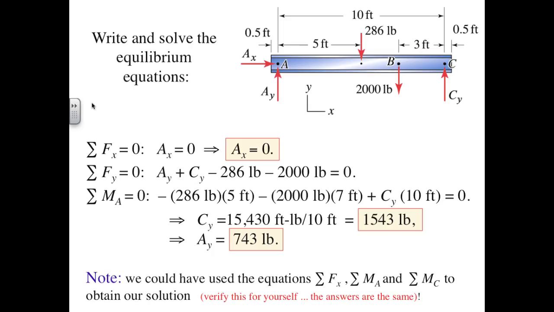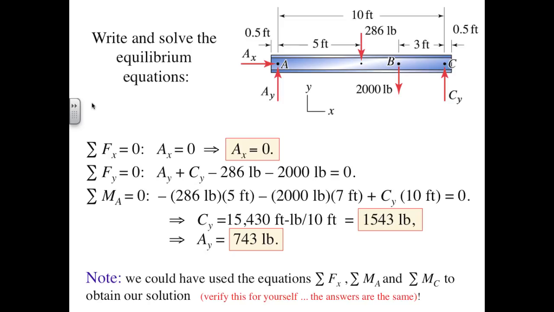Force equilibrium in X is particularly simple as it just shows that AX is 0. Force equilibrium in Y tells us that the sum of the two vertical reaction components must match the total external loads, 2,286 pounds. Finally, we need to pick a spot to impose moment equilibrium. In this case, we've elected to take moments about A.